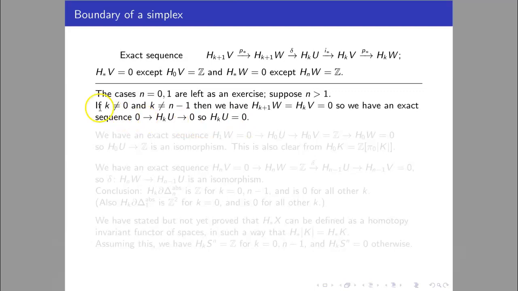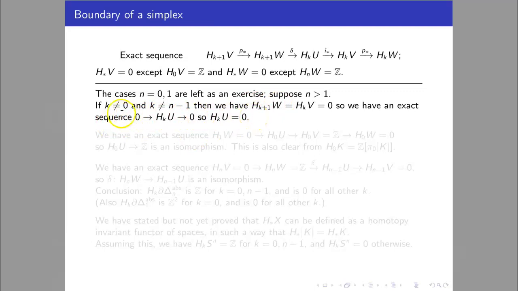So now if k is different, k is not 0, and k is not n minus 1. The only homology group of V is H0V, so since k is not 0, that means that HkV is 0. And k is not equal to n minus 1, so k plus 1 is not equal to n. The only homology group of W was Hn, so Hk plus 1 W is 0. So we've got an exact sequence 0 to HkU to 0, and so HkU is 0.